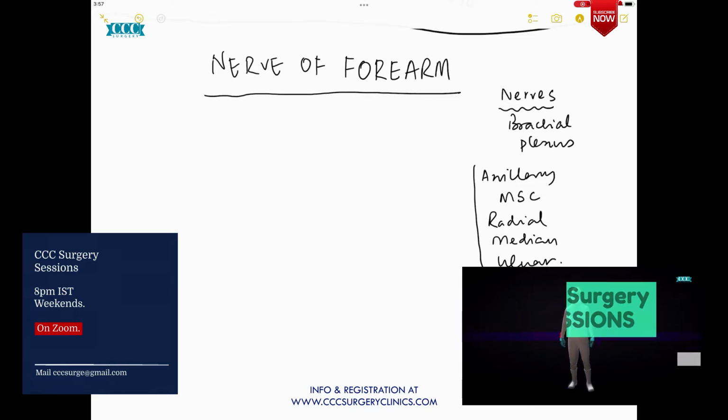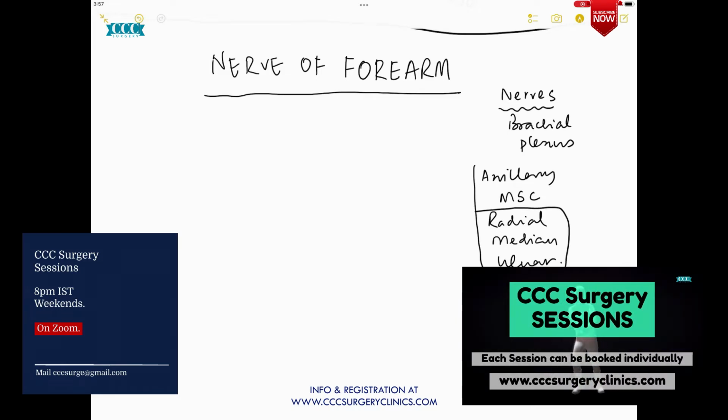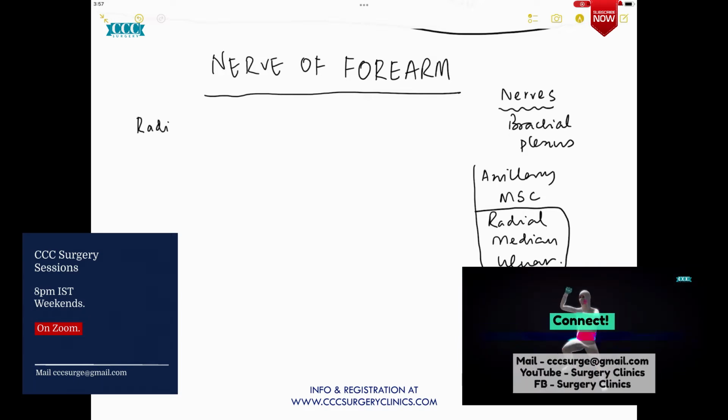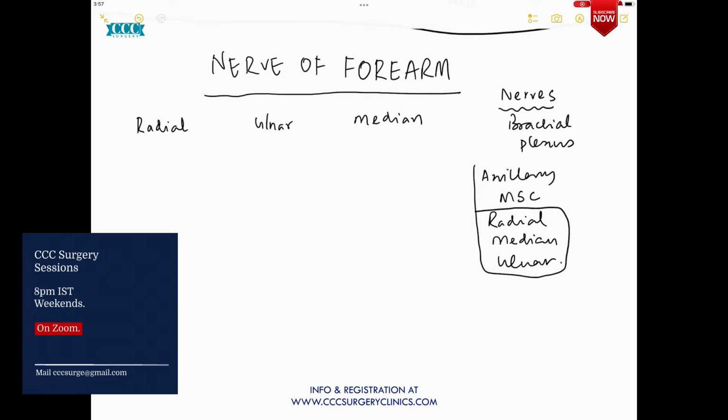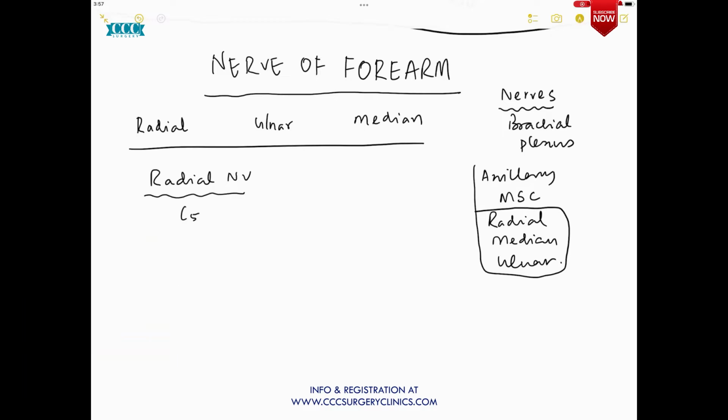So, we are going to concentrate on the nerves of the forearm, namely the radial nerve, the ulnar nerve, and the median nerve. Now, the radial nerve is known to arise from the posterior cord of the brachial plexus and has a root value of C5, C6, C7, C8 and T1.